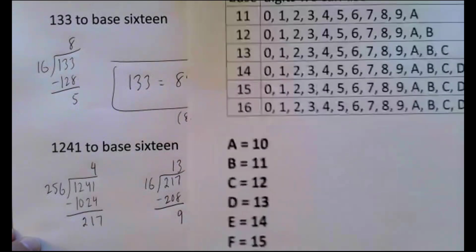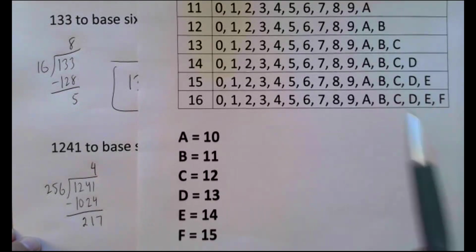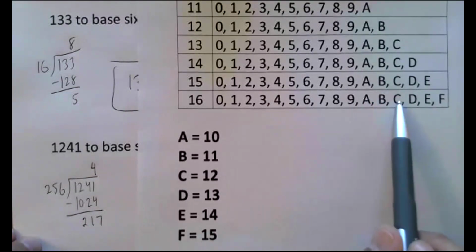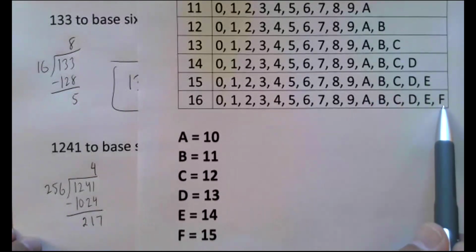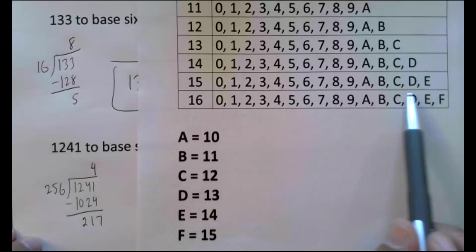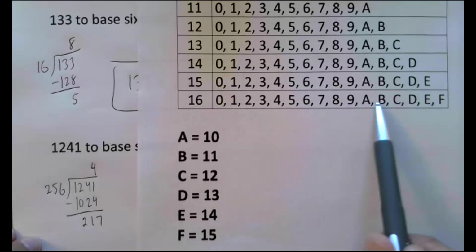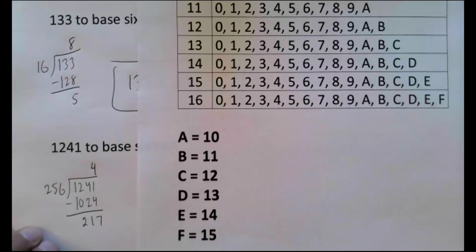So that's where this comes into play. 10, 11, 12, 13, 14, 15. Those are all single digit numbers when we're talking about base 16. So we have to use single digit characters. So we just say, well, let's use letters, because 13 really isn't a single digit number in base 10, but it's supposed to be in base 16. So we start using letters.